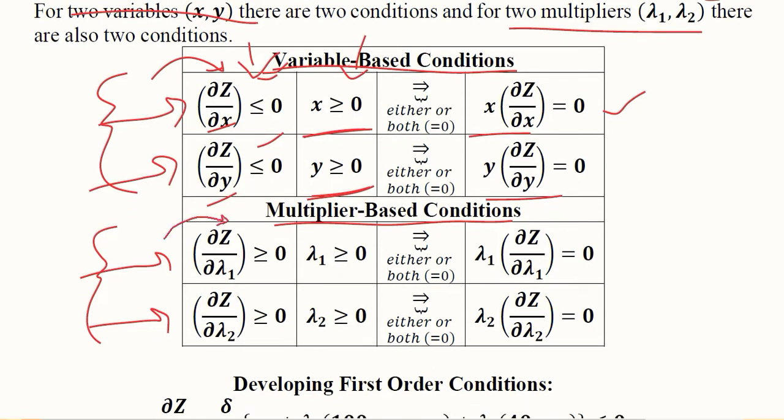Now the multiplier based conditions are also formed in the same way. We take the Lagrangian function and we differentiate it with respect to the first multiplier and then with respect to the other multiplier. The answer should be either positive or equal to 0, and the non-negativity of those multipliers should be mentioned, and their product will be 0 if either of them is equal to 0, which is the complementary slackness situation.